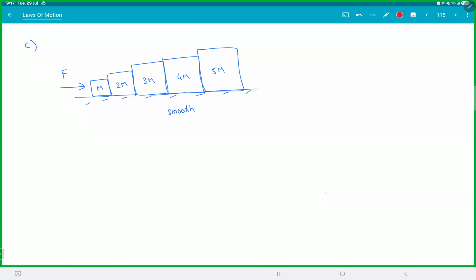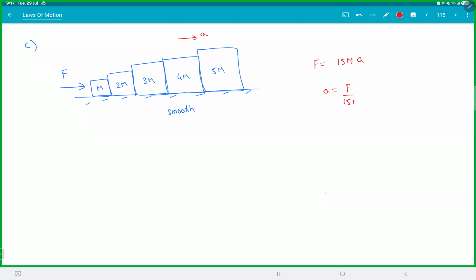Step 1, choose your system. I'll choose the whole thing as one system. Step 2, assign acceleration. All are going together because they're touching each other. Step 3, apply F is equal to MA. F is equal to, what is the total mass? 15 m. Okay. I got the acceleration.